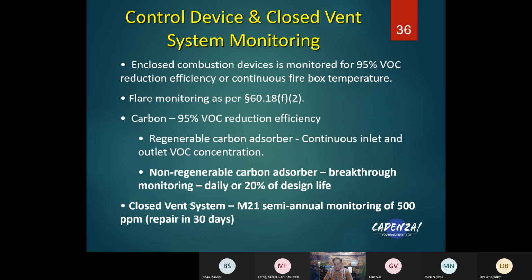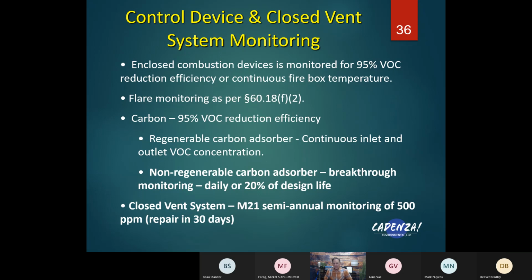And in non-regenerable carbon adsorber, which is the only type that I've ever run across, breakthrough monitoring is required. It's either daily or at least 20% of the design life of the carbon in the particular place that it's being used. And so that's also a requirement.